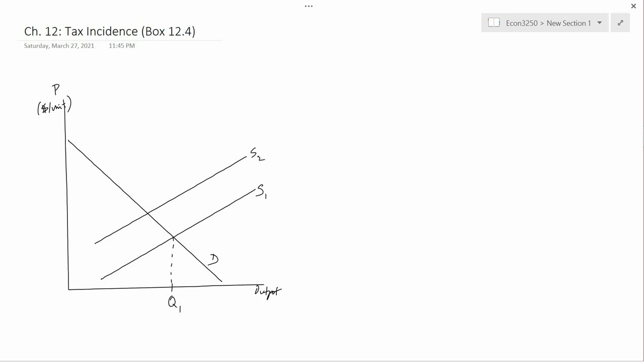And it's important that geometrically, this is a vertical shift by the amount of the tax. So T is the tax. Now T is a tax rate. So S2 is vertically shifted above S1, so that the vertical distance between them is T everywhere.